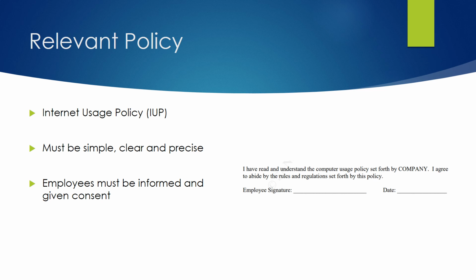Relevant policy. Internet usage policy is the relevant policy used as a baseline to implement a web content filtering system. It must be simple, clear, and precise so that it can be communicated effectively to the employees, the end users, to understand the intensity of the monitoring in place, what visibility it offers to the monitoring team, and what the consequences are for violating such a policy.